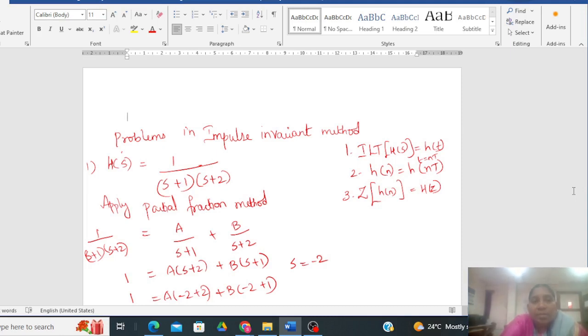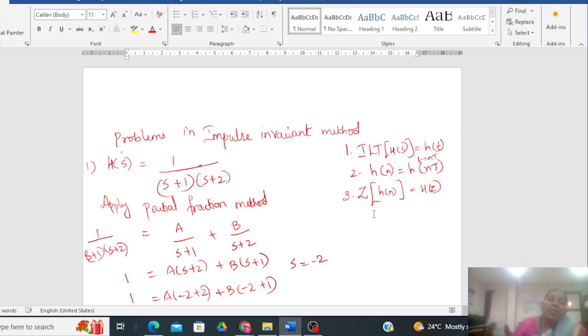So the first step is if you are given a transfer function H of s, we need to apply inverse Laplace transform as it is given in the first step to obtain h of t. Then after that we have to apply the sampling process. That means we'll be substituting t equal to nT, capital T. So after applying the sampling process, we have h of n equal to h of nT. Then you have to apply z transform for that h of n to obtain the digital transfer function H of z. So these are the steps involved in it.